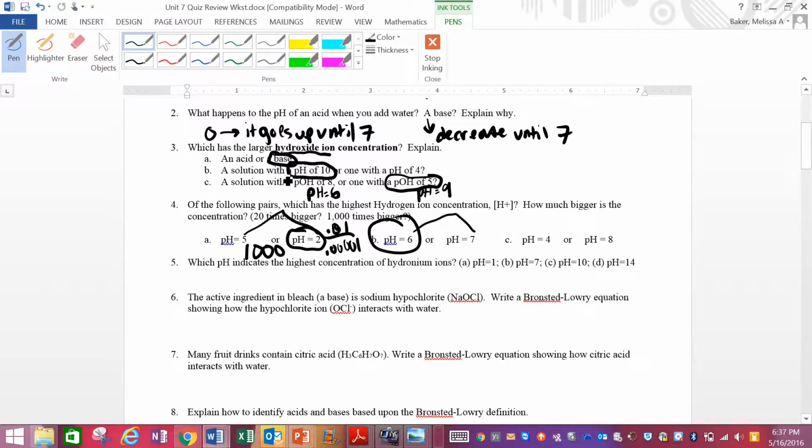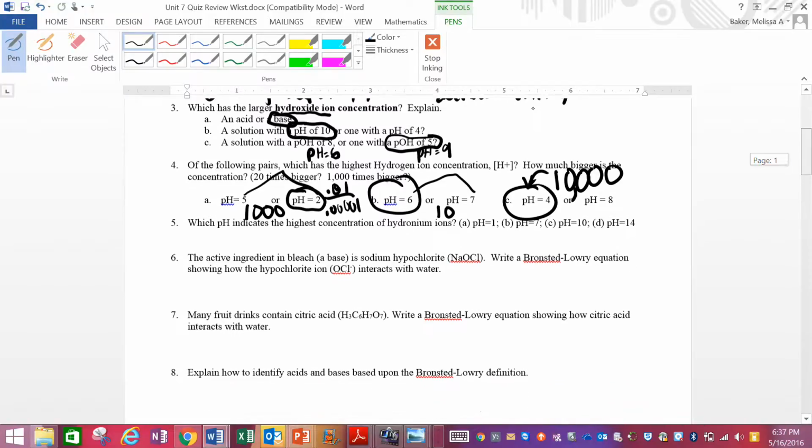So here, which one is more acidic? pH of 6 is closer to a pH of 0, and it is 10 times more concentrated than the pH of 7. pH of 4 versus pH of 8. Again, the pH of 4 is closer to 0, so that would have a larger hydrogen ion concentration, and 8 minus 4 is 4, so it would be 10,000 times more hydrogen ions in that pH of 4.